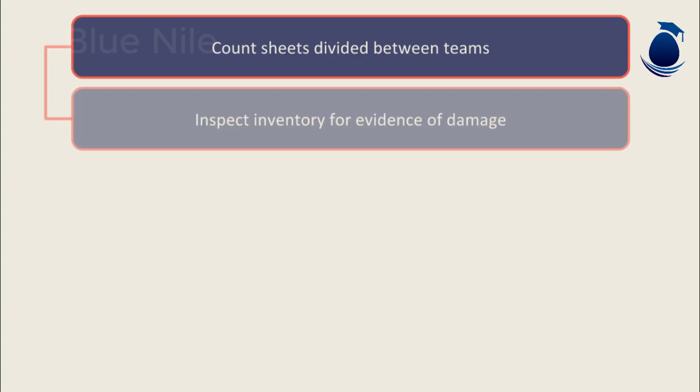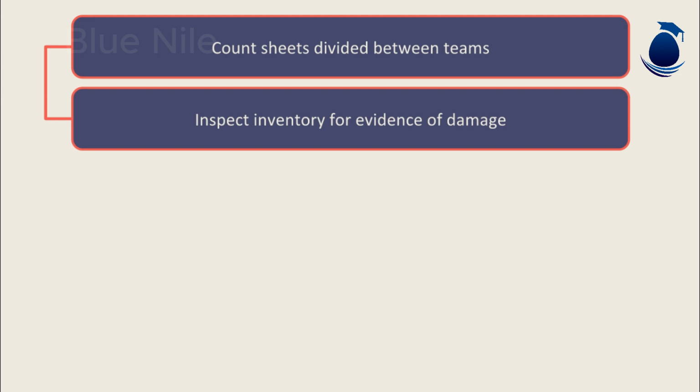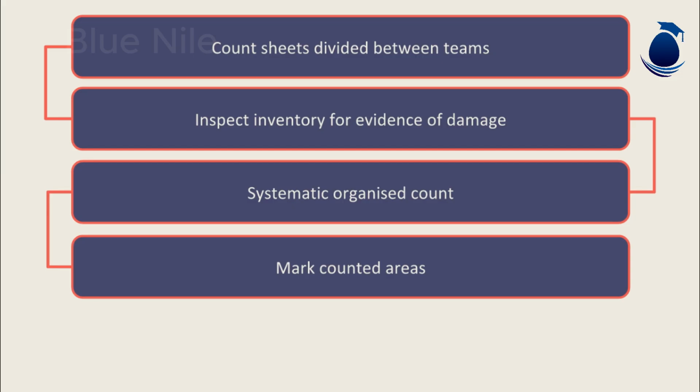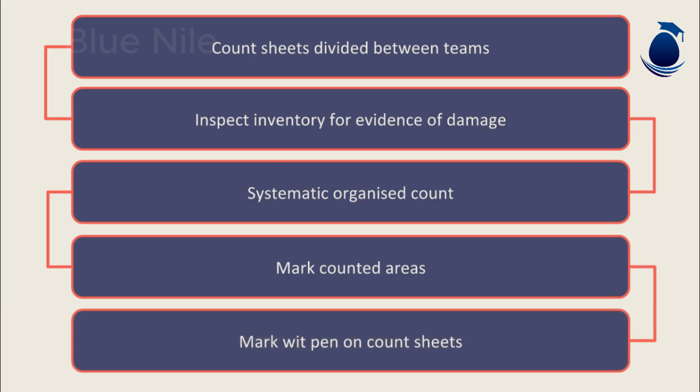Count staff should inspect inventory for evidence of damage, which could affect the valuation, and flag this on the count sheets or to the count supervisor. There should be a systematic, organized count to reduce the risk of areas being missed or counted twice. Areas can also be marked once counted to reduce the risk of mistakes. When recording the quantities on the count sheets, they should mark in pen and not pencil.